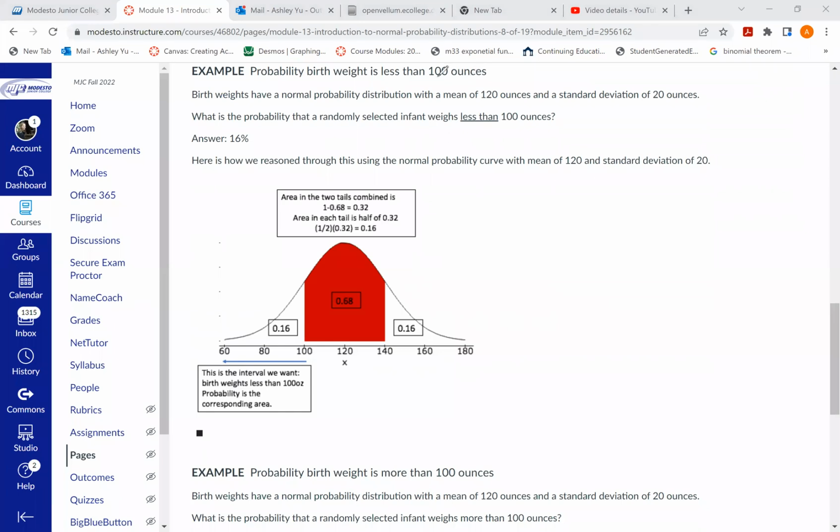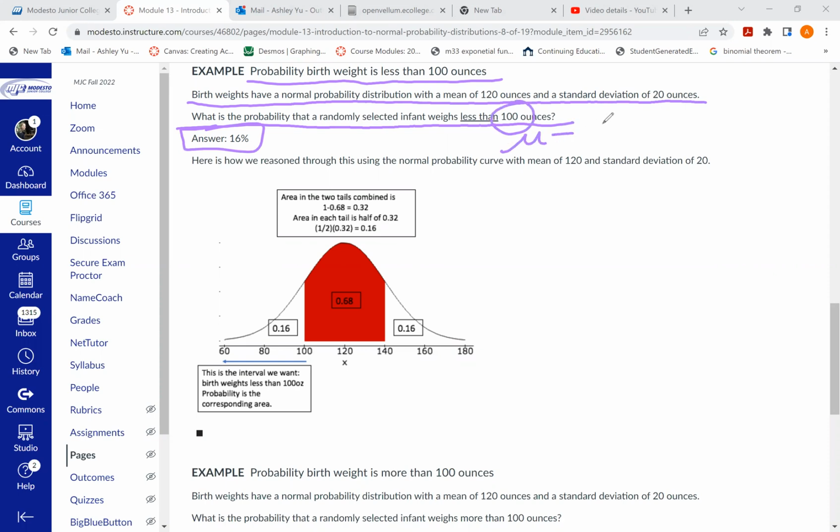All right, let's see. Probability that birth weight is less than 100 ounces. Birth weights have a normal probability distribution with a mean of 120 ounces and a standard deviation of 20 ounces. What is the probability that a randomly selected infant weighs less than 100 ounces? The answer is 0.16. That's because 100 ounces happens to be mu, the mean, minus sigma. So it's exactly at that cutoff point in the curve above, the left red area. That's exactly what we just calculated.